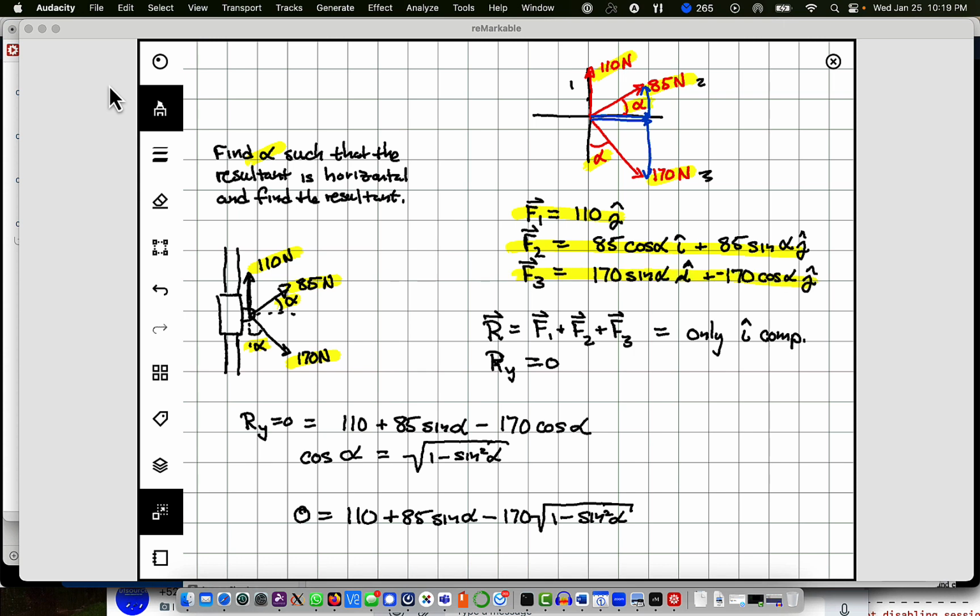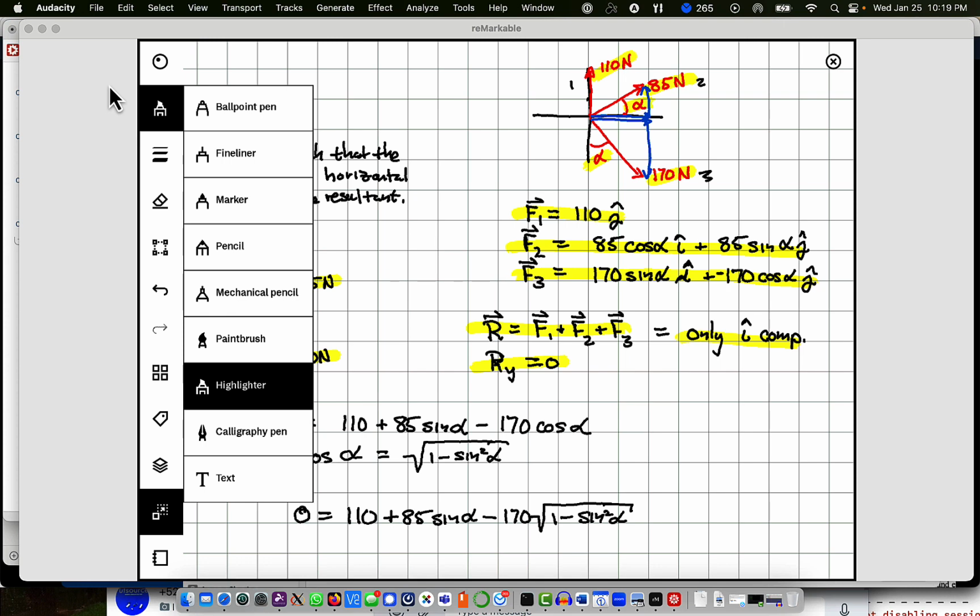Now the constraint in this problem is that there is only a horizontal resultant, which means that the Y component of the resultant must be 0. So that's my constraint there. So I'm going to write them together. They're only going to have an I component, or RY is 0. So I'm going to say RY equals 0, and then sum together these different forces in the Y direction.